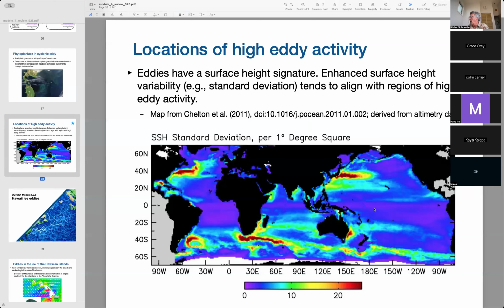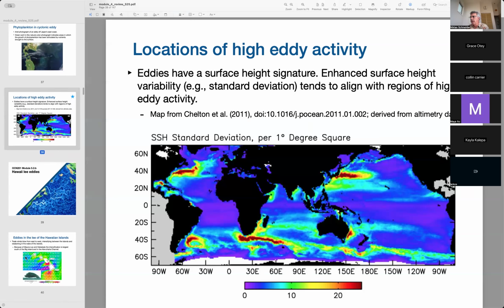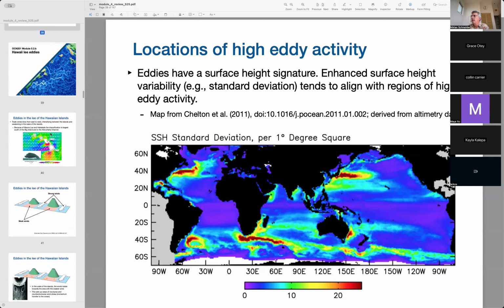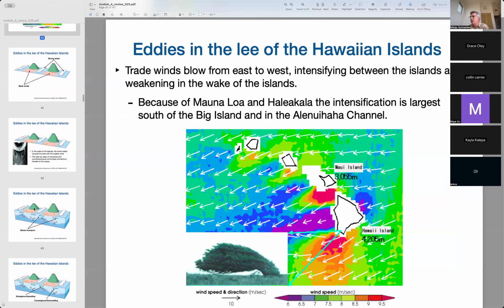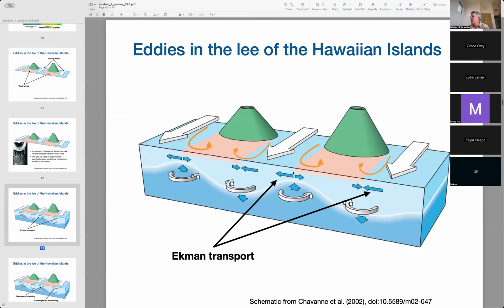Now, in Hawaii as well, you see we have, in the lee of Hawaii, enhanced eddy activities, and these eddies are associated with the funneling of the trade winds through the gaps between the islands. This generates wind stress curl, as we discussed, and generates undulations, upwelling or downwelling, depending on where you are in the lee of the islands.